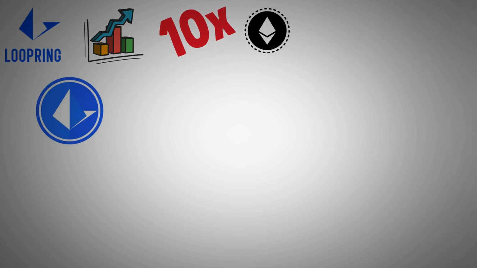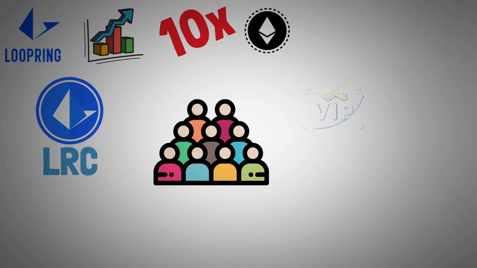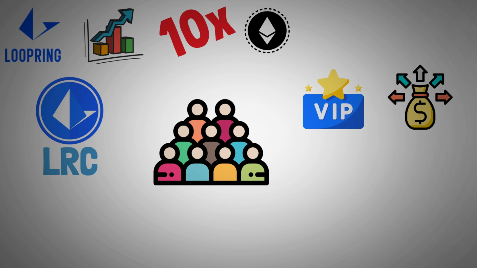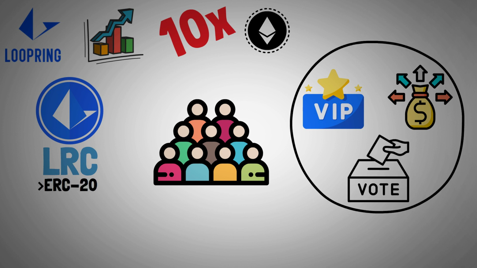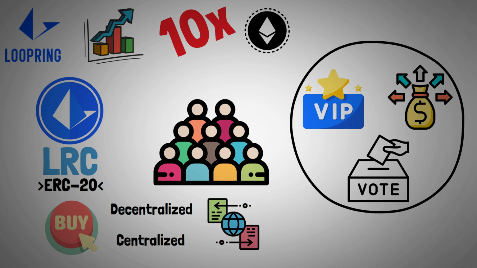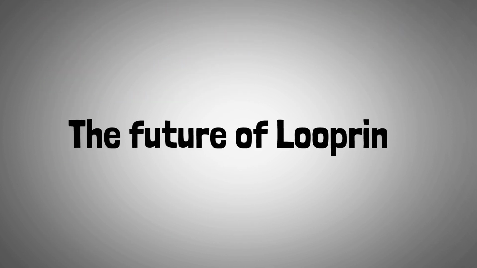Loopring also has its own native token, called LRC. Holders are eligible for Loopring's VIP program, liquidity mining, and participation in governance. Since LRC is an ERC20 token, it may be purchased there as well as on all significant decentralized and centralized exchanges. The future of Loopring.